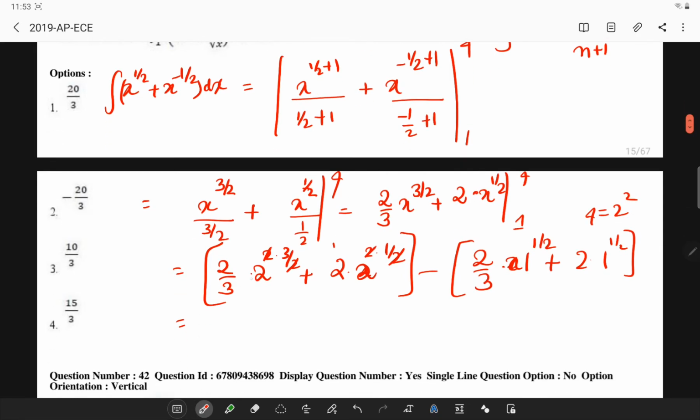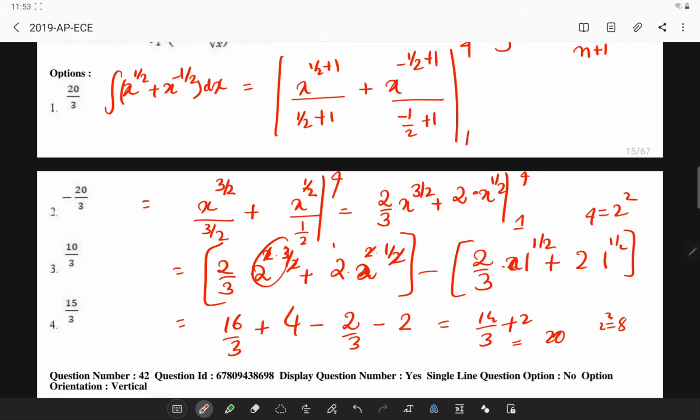So this is 2 into 2 cube, and 2 cube is 8. So 2 eights are 16 by 3 plus 4 minus 2 by 3 minus 2. So you can simply write this as 16 minus 2 is 14 by 3 plus 2, or 20 by 3 is your answer.